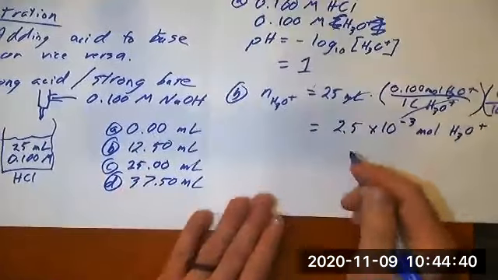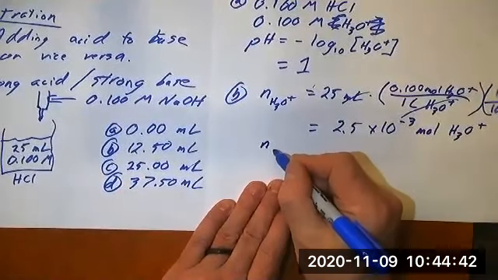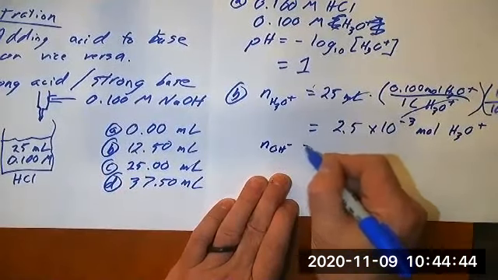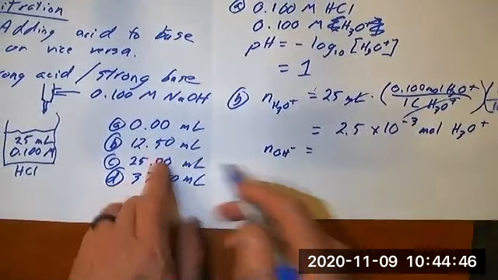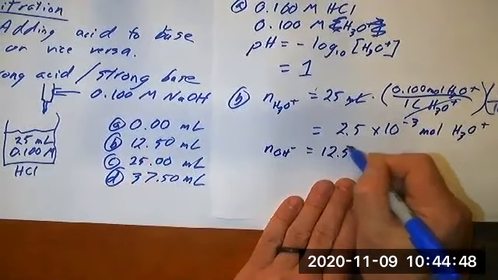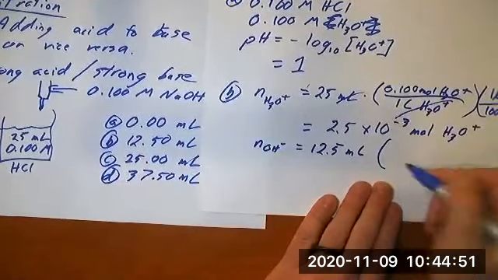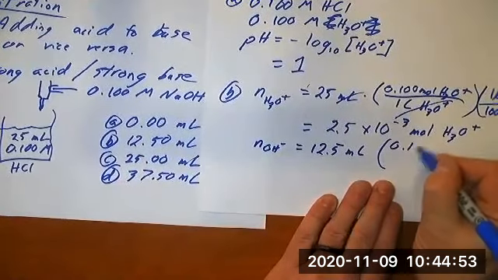Now, how much hydroxide did we add? Well, we added 12.5 milliliters. We have the same concentration.